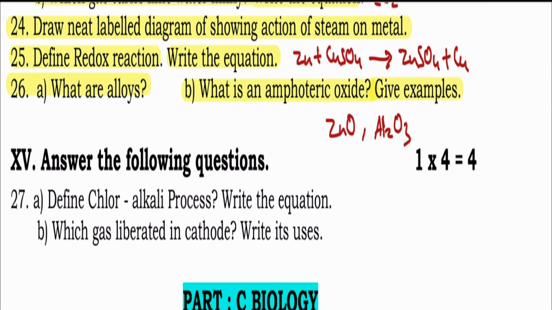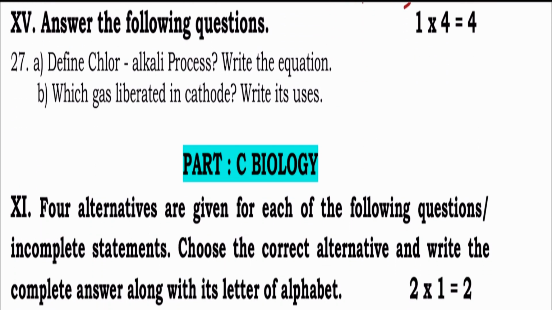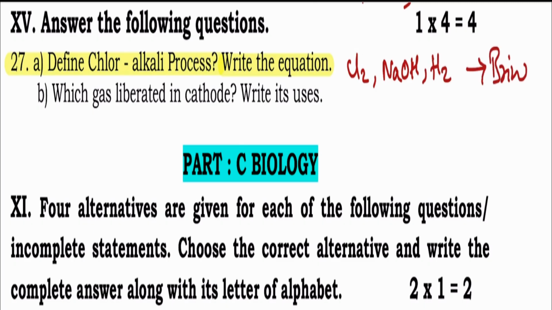Okay, let's go to the next main. Question number 27. Define chloralkali process. Write the equation. Chloralkali process is an industrial method used to produce chlorine Cl2, sodium hydroxide, which is NaOH, and hydrogen from brine. Brine is nothing but sodium chloride, NaCl.